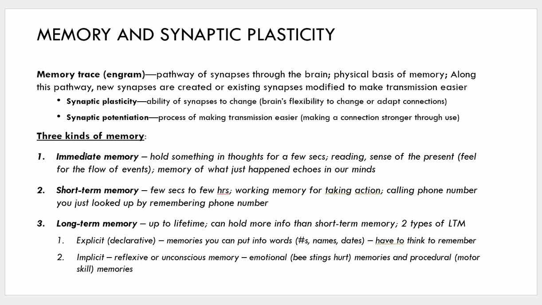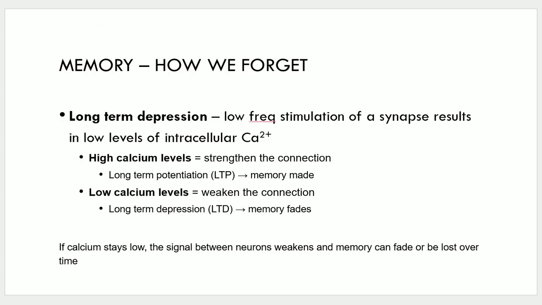Which leads me to what happens when we do forget. Long-term potentiation is how memories are made. Long-term depression is when memories fade. If we don't use a certain piece of information very often, the connections between the neurons are going to get weaker. Think of a sidewalk that gets overgrown with weeds. It's not really a sidewalk anymore. That weakening is called long-term depression.